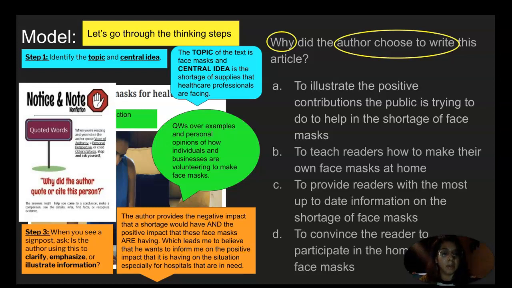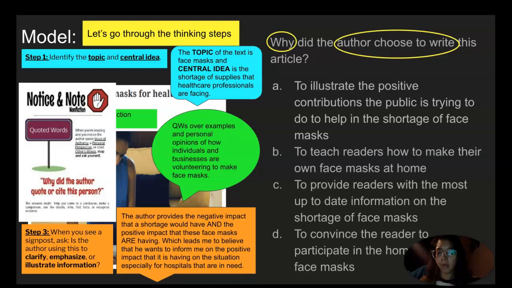C, to provide readers with the most up-to-date information on the shortage of face masks. I don't think necessarily. I mean, they are giving us this information, but up to date, it's not like something they're constantly trying to share with us over and over. So maybe MBS, not best supported. Answer choice D, to convince the reader to participate in the making of face masks. I think they're just more sharing information. It's not like asking more people to do it. It's just saying that they like that people are doing this. So for me, I would say not best supported by the text.